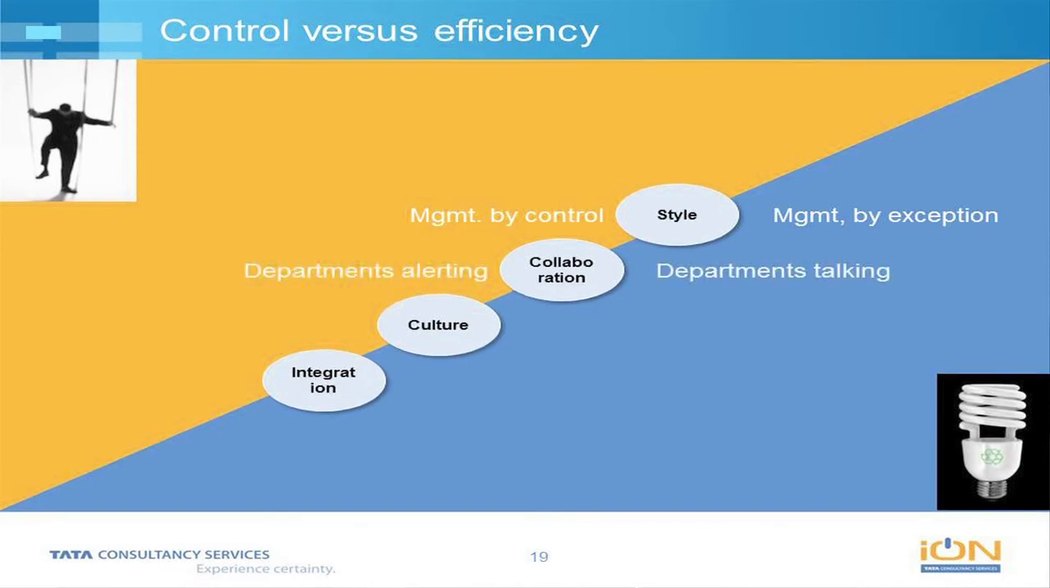Management by control companies normally have a lot of divided departments, and these departments are very active in escalating and alerting the management, and they do it in their own independent threads without collaborating much. In management by exception firms, we find departments talking to each other and collaborating more. In management by control, the management tracks activities, whereas by exception, the management tracks results, which is an important factor.